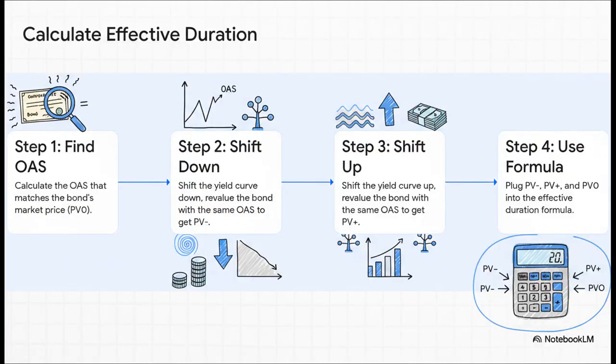The process for calculating it is very systematic. First, you find the OAS that matches the bond's current market price. Then, you do a little experiment. You shock the entire yield curve down by a little bit and revalue the bond. Then you shock the entire curve up and revalue it again. The absolute key here is that you use the same OAS you originally calculated for all three valuations. That gives you your three price inputs.